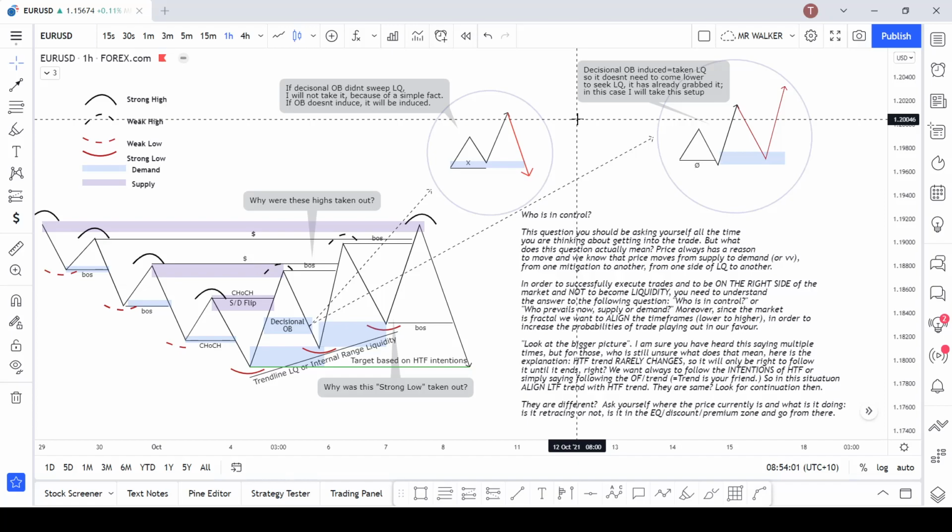So yeah, it is clear and clean. I don't really know what to add to that. Whenever the decisional order block fails, I will still, as I have previously mentioned in my videos, take the second entry from the extreme order block. Okay, so yeah, that's pretty much the thing.